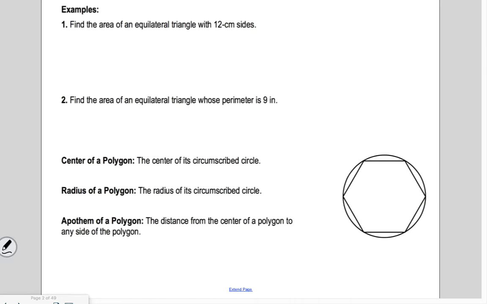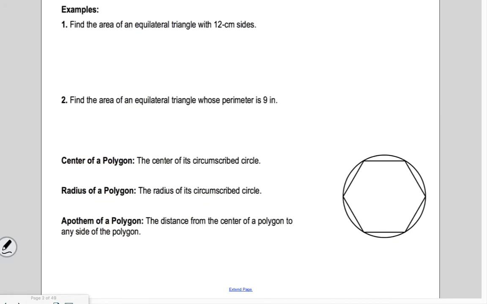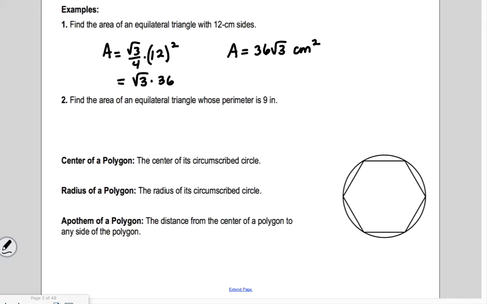So if it says find the area of an equilateral triangle with 12 centimeter sides. So if I find something with 12 centimeter sides, that's going to be my s, right, is 12. So I'm going to have root 3 over 4 times 12 squared. I would find 12 squared, which we know, right? 144. And then I take that 144 and I divide by 4. So I get root 3 times 36. So I would write this area as 36 root 3. Units? Centimeters squared, it's area, right?